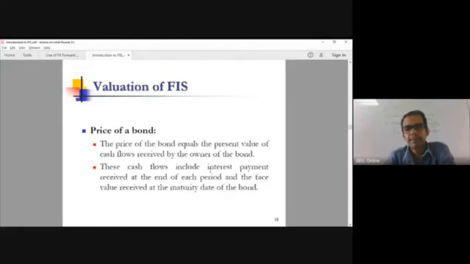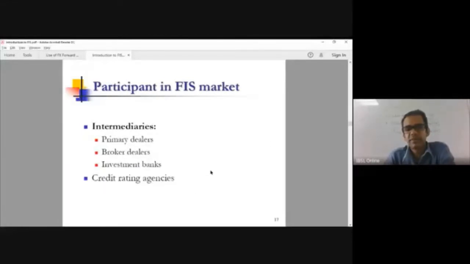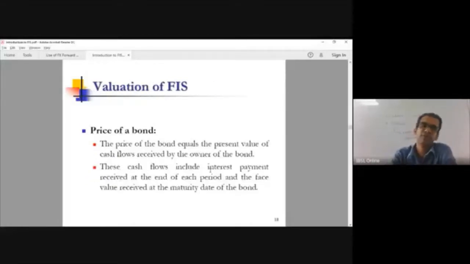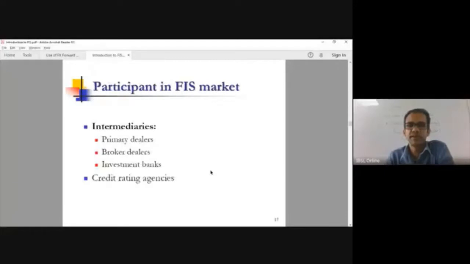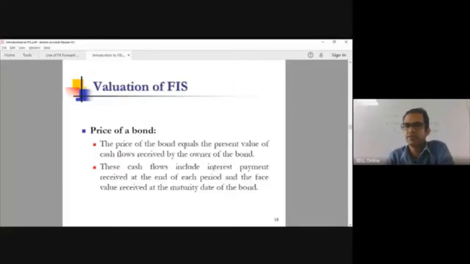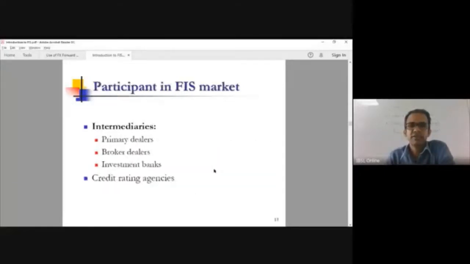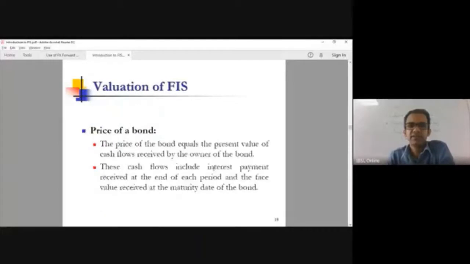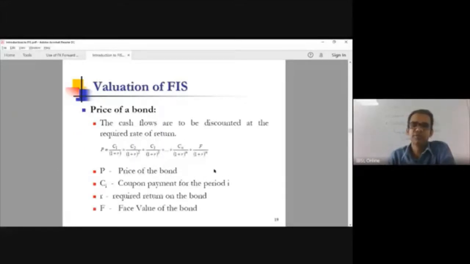So I think we'll stop here before we move into how to price a bond, because if we discuss this, we may not have enough time before 12:30. So we'll stop here, and from next week we'll discuss how to price a bond. And if you go through the slides, you can see these equations.